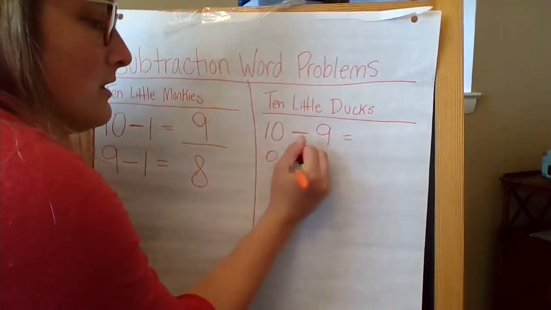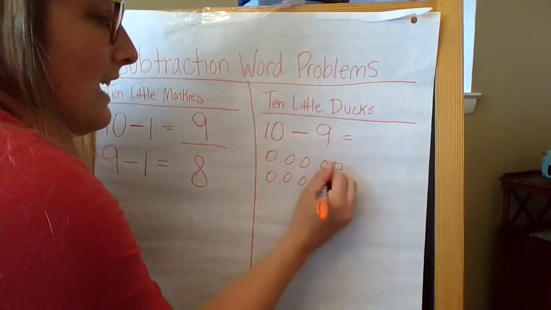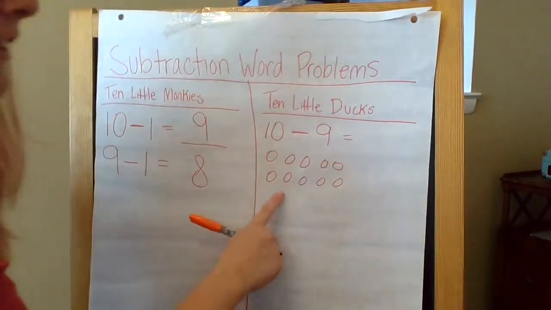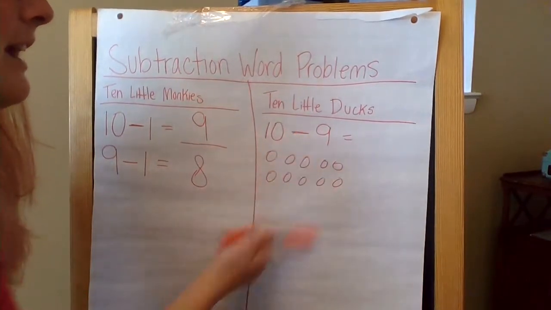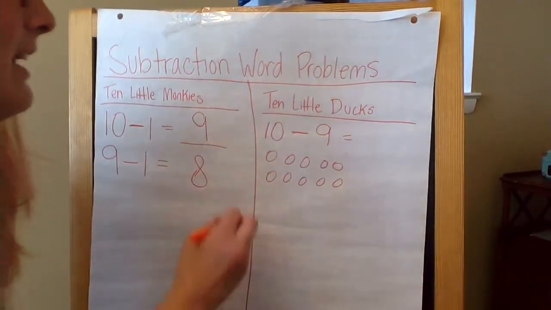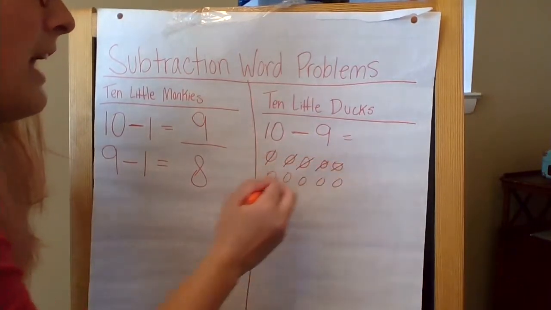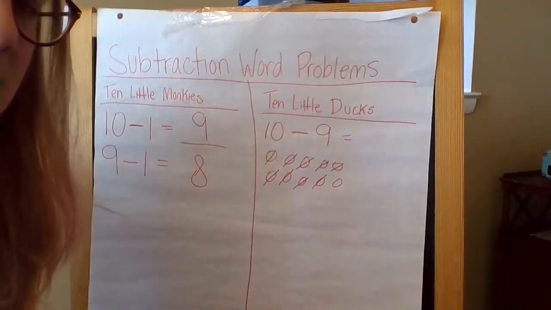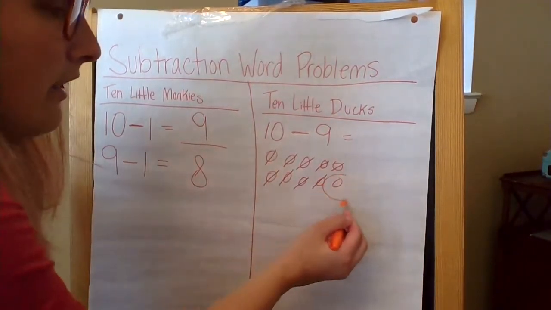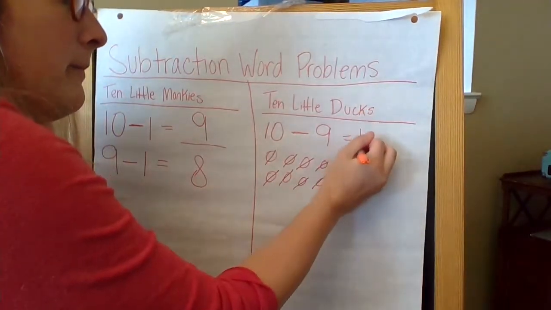If I did 1, 2, 3, 4, 5, 6, 7, 8, 9, 10, and if these dots are the little ducks, I could do this. If I'm going to take away 9, I'm going to go through and just cross out 9. 1, 2, 3, 4, 5, 6, 7, 8, 9. How many ducks didn't come back? Just 1. This one that I didn't cross out, okay?